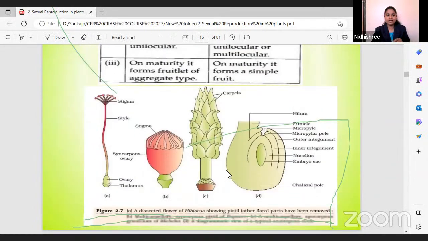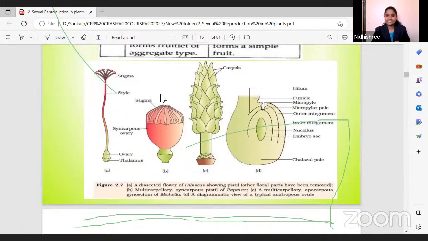See here, stigma, style and ovary, and this is syncarpus condition. Idu syncarpus condition. And multicarpellary, more carpels are there. Then the one you are seeing is a typical anatropous ovule. This is an anatropous ovule. Fine.